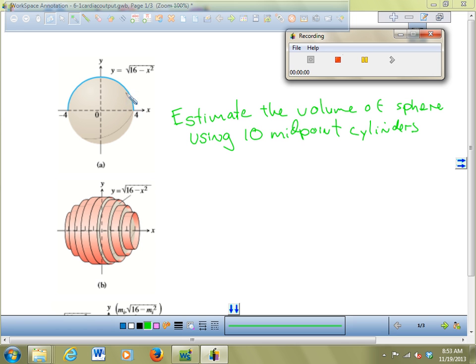One way that you can estimate, you can generate a sphere, and this is actually where the volume formula comes from. You know that the volume of a sphere is 4/3 pi r cubed. Do you guys remember that? So we're going to use this to check our answer at the end.